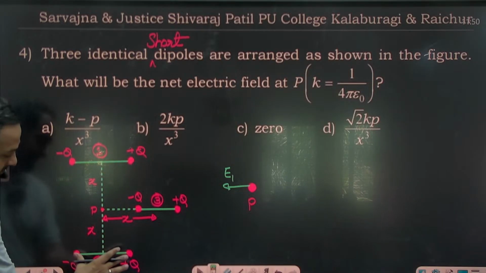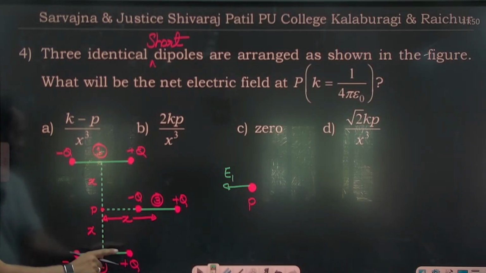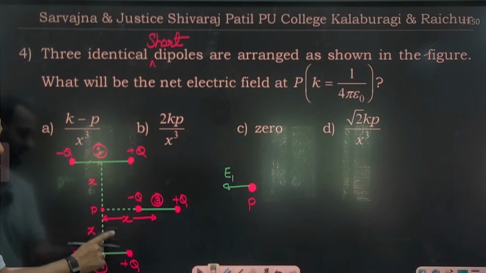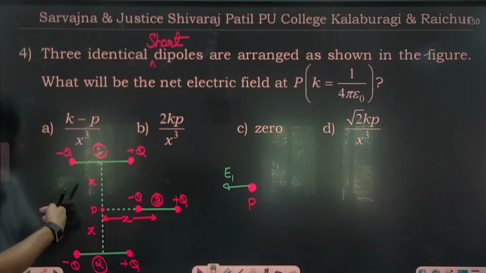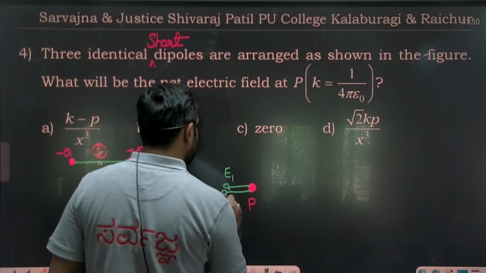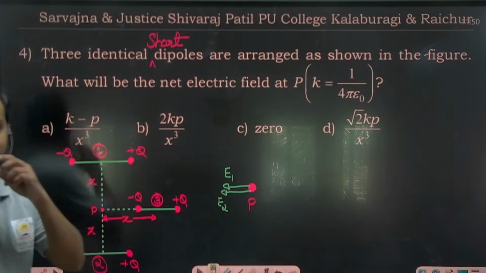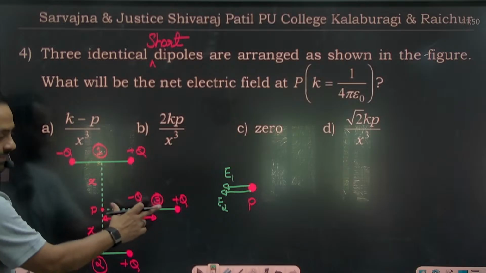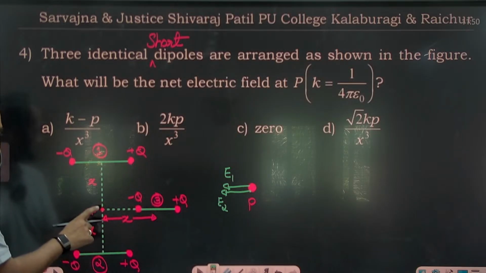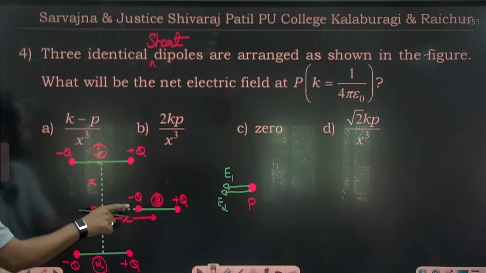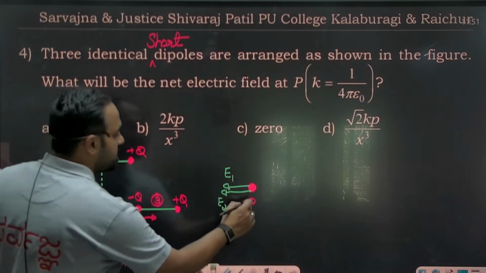Now what about dipole number 2? Dipole number 2 is pointing towards right. So for this dipole also, point P is what? Point P is an equatorial point. Equatorial point means the dipole moment is right, and its electric field will be left. So E2 is also left. What about dipole number 3? For dipole number 3, this point is an axial point. So if it is an axial point, the electric field is in the same direction as the dipole. So E3.